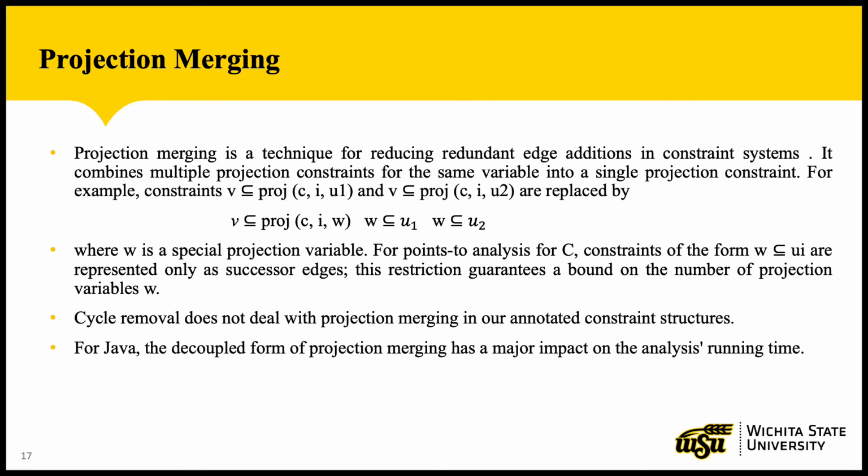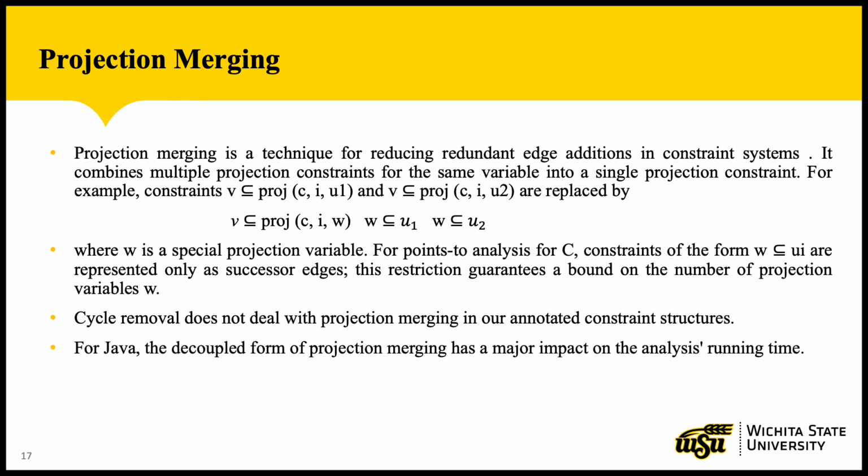Projection merging. It is also a technique used to reduce the cost of Andersen's analysis for C, and it reduces the redundant edge additions in constraint systems. It combines multiple projection constraints for the same variable into a single projection constraint. For example, the constraints V ⊆ proj(Ci, u1) and V ⊆ proj(Ci, u2) are replaced by the equation shown here.